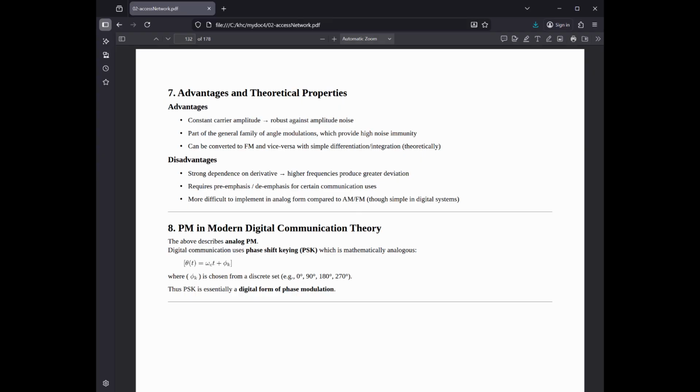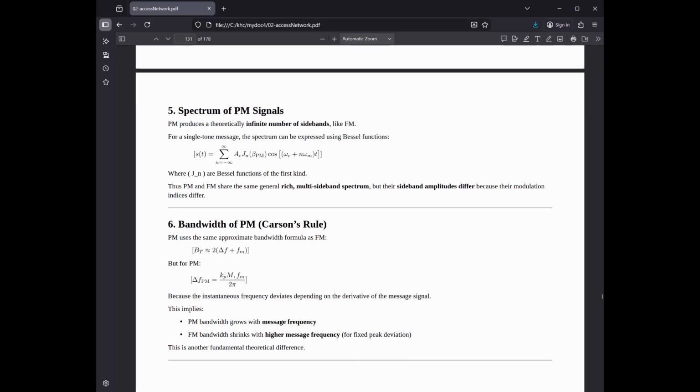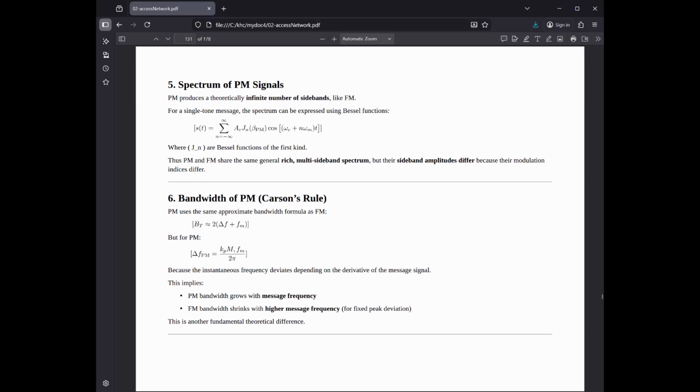Spectrum of phase modulation. The spectrum of a phase modulation, PM, signal reveals how the signal's energy is distributed across different frequencies. Because PM is a type of angle modulation, its spectrum is much more complex than simple amplitude modulation, AM. Instead of just 2 sidebands, it consists of a carrier and a theoretically infinite number of sidebands. Here is the breakdown of what the PM spectrum looks like and how it behaves.